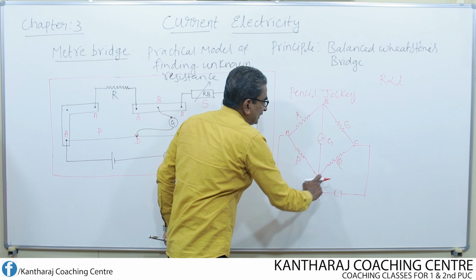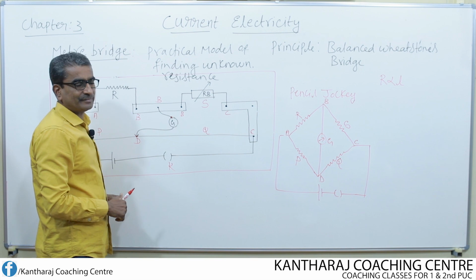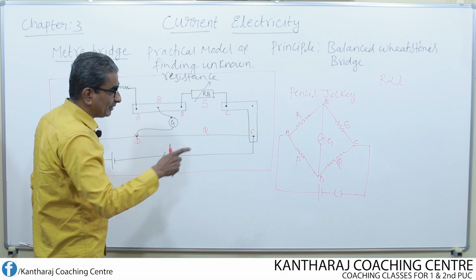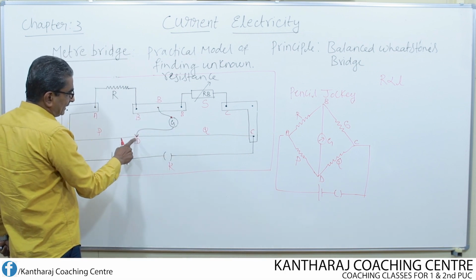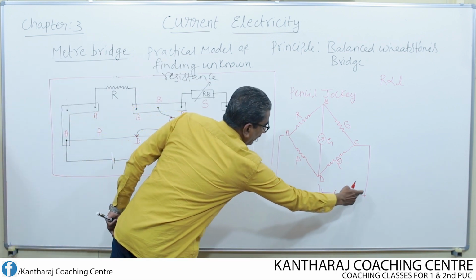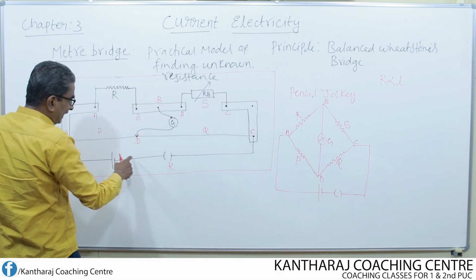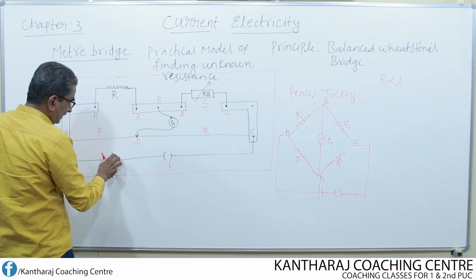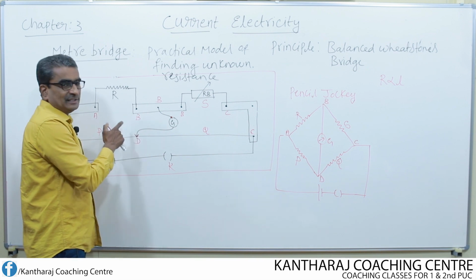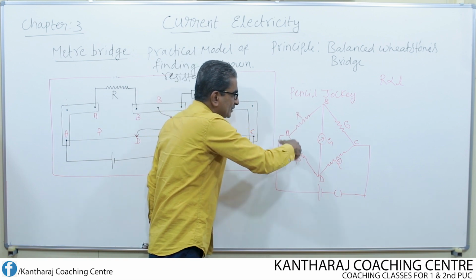So four resistors are said to be connected according to the Wheatstone's bridge in this meter bridge. Next, between B and D, what is there? A galvanometer is connected between B and D. Then between the points A and C, a cell and a plug key are connected. So this is nothing but the practical application of the Wheatstone's bridge.